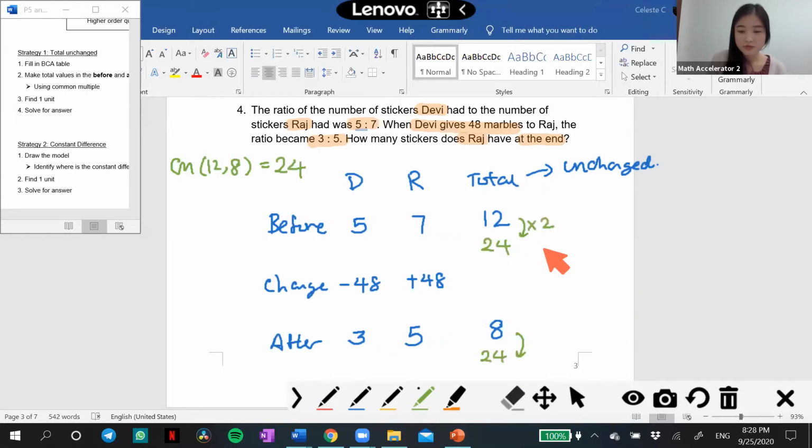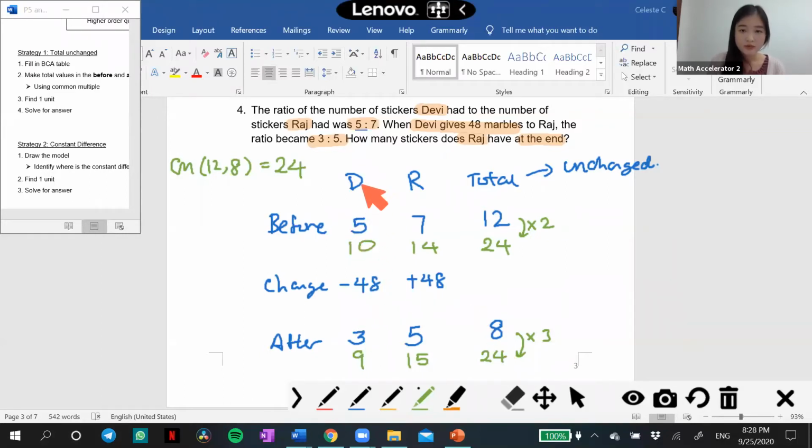Times 2, times 3 throughout. So you have 14 here, 7 times 2, 5 times 2, 10, 5 times 3, 15, 3 times 3, 9. 24 and 24 for the total is equivalent. So now we can compare.